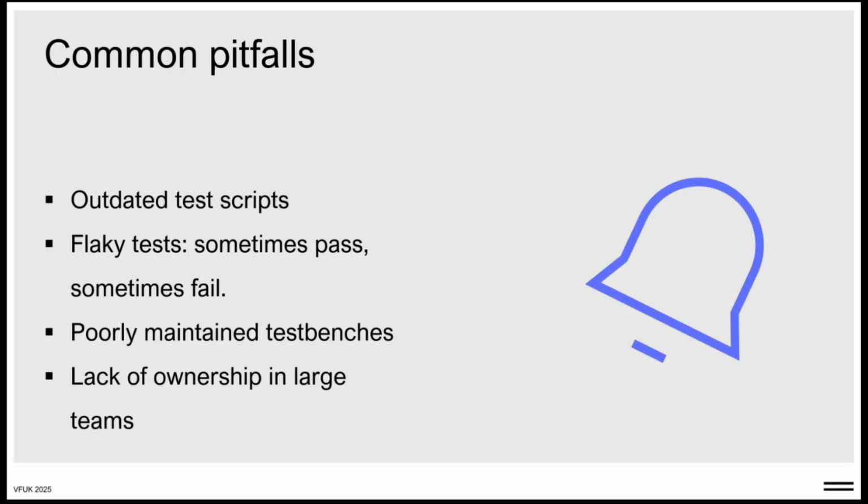There are some potential pitfalls that we need to be aware of. Without structure and ownership, regression testing can fail. Flaky tests or outdated scripts reduce trust, and if people stop paying attention to test results, bugs will slip through. So we need to keep the suite clean and assign clear responsibilities.